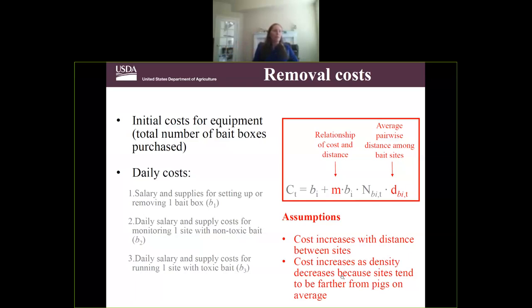So basic assumptions in our removal costs were that cost increases with distance between sites and increases as density decreases. So there's this implicit assumption that it's going to get harder and harder to find pigs as their density decreases. And so costs will increase because you're going to be moving the bait sites around further, more and more, to find more pigs.